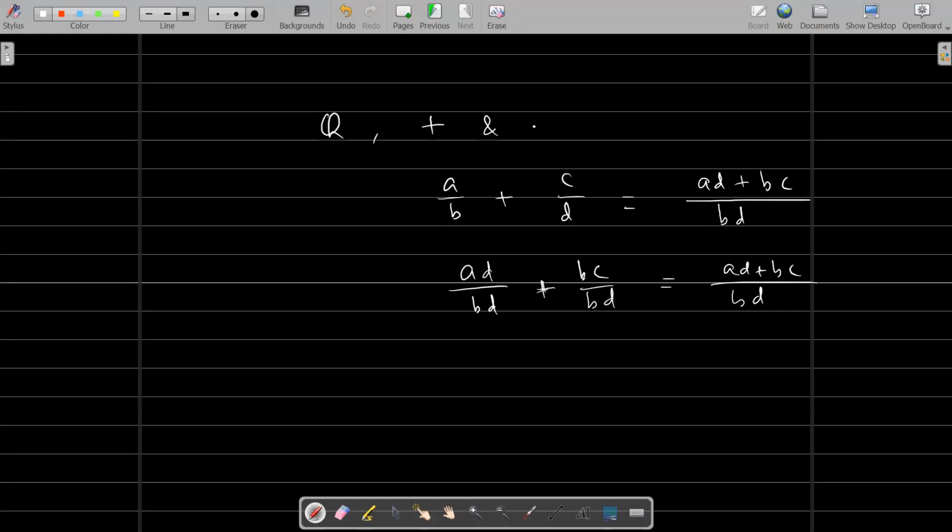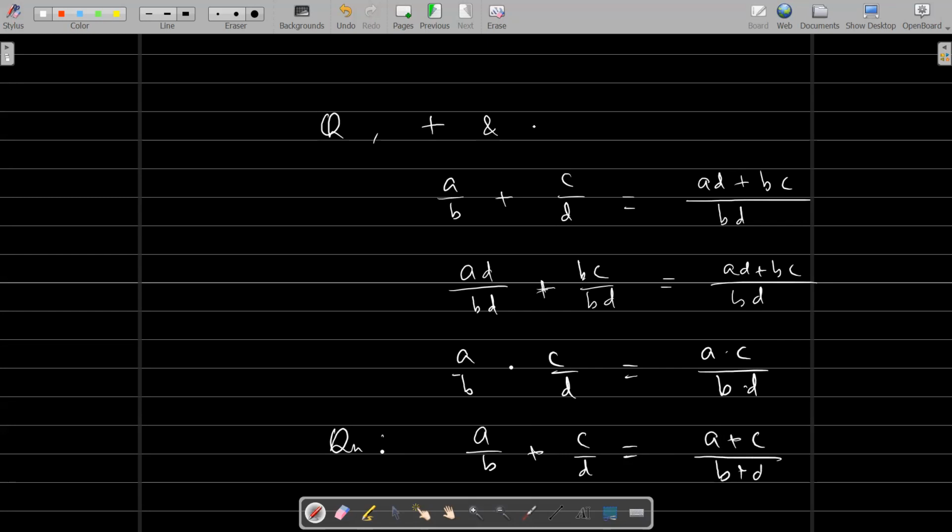How do we multiply? a by b into c by d, we multiply as ac upon bd. We simply multiply the numerators, that is the upper part, divided by the product of the denominators. Is that okay? Now the question is, on the same lines, if I define a by b plus c by d as simply adding numerators upon adding denominators, what's wrong with this? Why don't we do it this way?